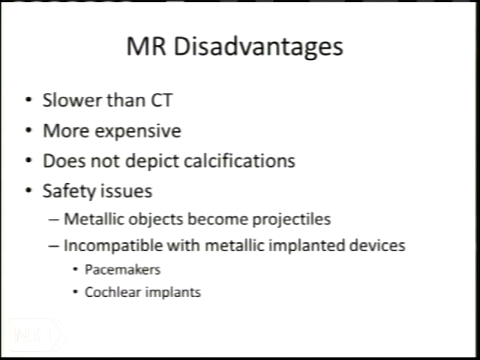Disadvantages. It is slower than CT. Remember we said we were up to 3 to 5 seconds through the whole body for a CT? Well, that's more like half an hour for an MRI. It is more expensive, related to how fast it is. It doesn't depict calcifications at all, so that limits it in some applications.